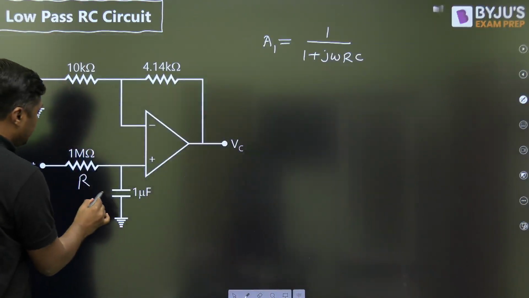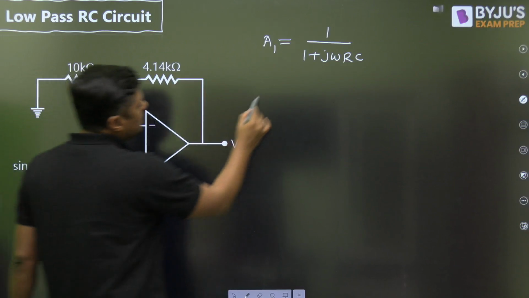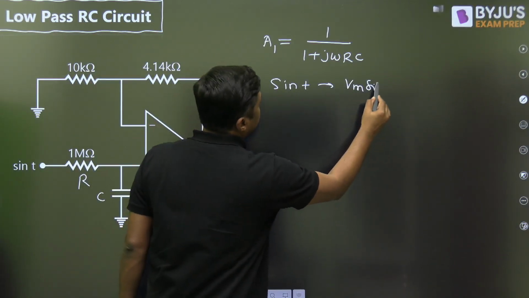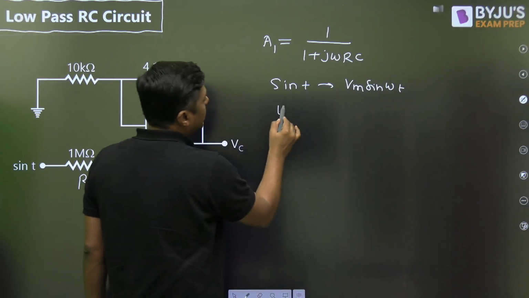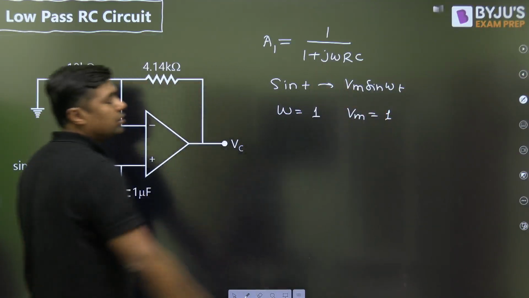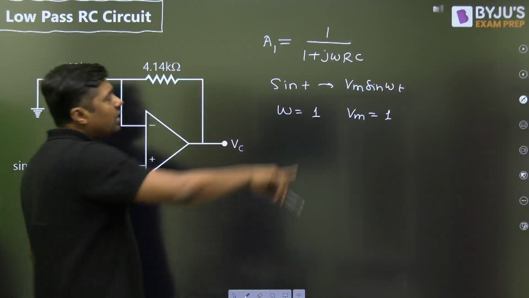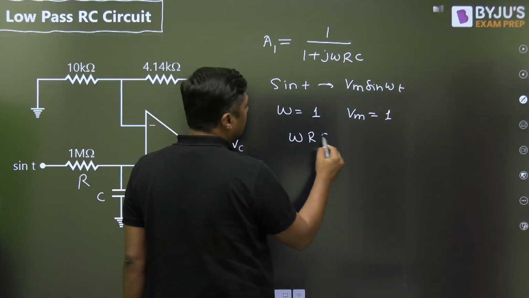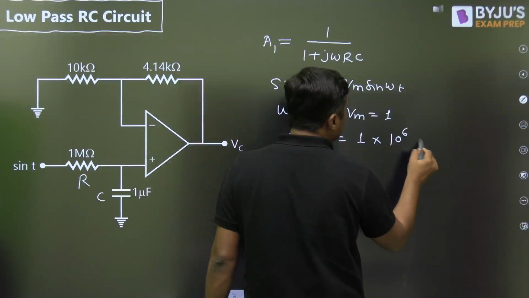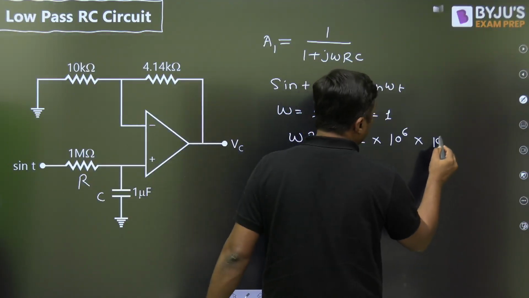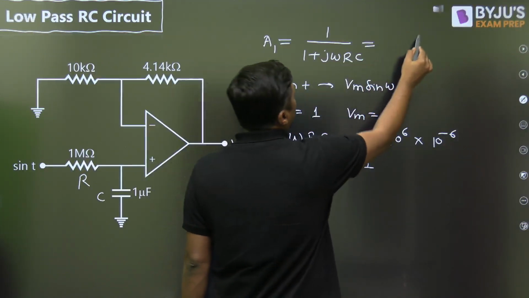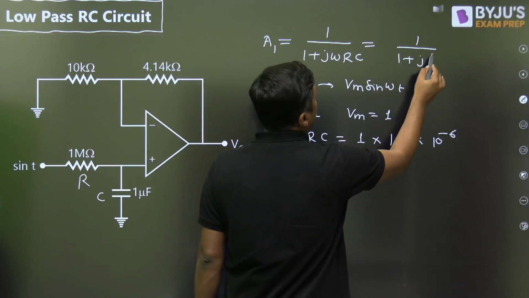This is R, this is C. And what is omega? Since the input is given as sin t, that is nothing but Vm sin omega t, you can say omega is equal to 1 and Vm is also 1. The maximum amplitude of the signal is 1 volt and omega is also 1. Then you can find omega RC. R is 1 megaohm, 10 to the power 6. C is 1 microfarad, 10 to the power minus 6. So omega RC becomes 1, and that's why this gain will become 1 upon 1 plus j1.